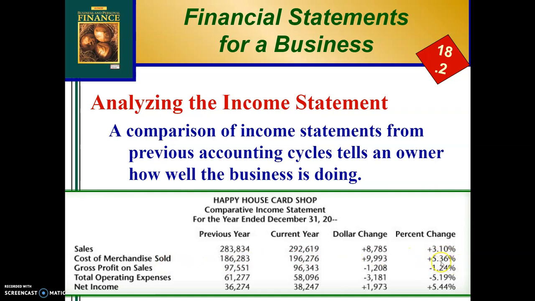Cost of merchandise sold, though, is also up 5%, so that could be a little bit concerning considering the cost of merchandise sold has gone up more than the sales. Our gross profit on sales is down around 1.25%, and our total operating expenses, however, are down almost 5%, so that's very good to see, meaning our net income has increased by almost 5.5%.